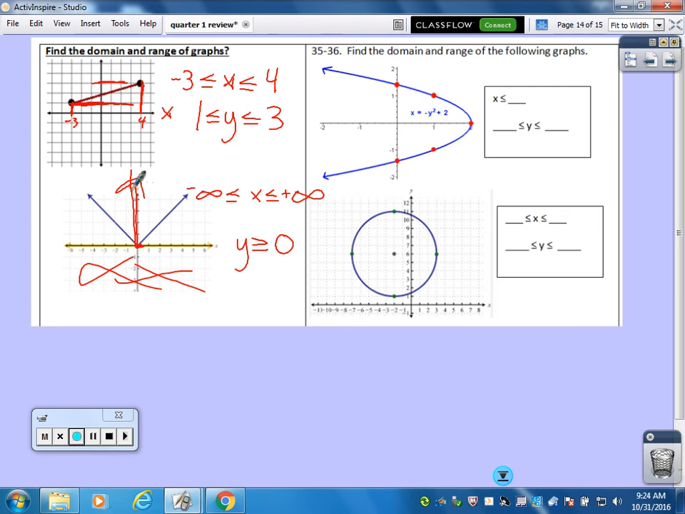So pause, try out these over here. I did the inequality work for you, but if you need an explanation, keep playing.